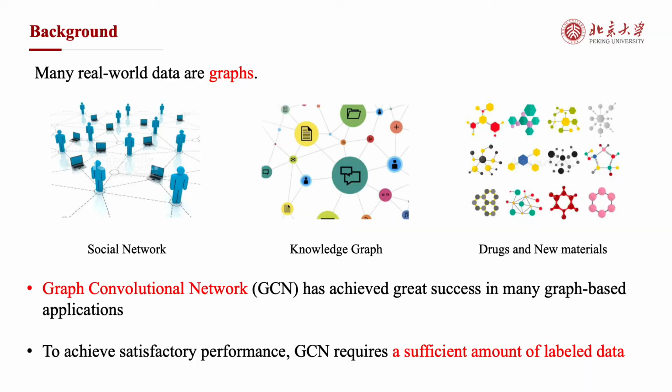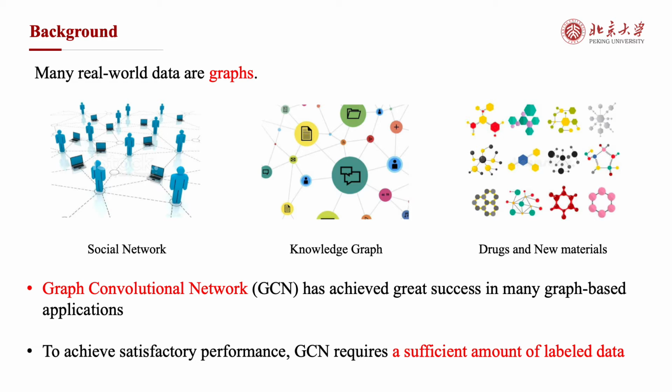Graphs, representing entities and their relationships, are ubiquitous in the real world, such as social networks, knowledge graphs, and molecular structures. Recently, many researchers focus on developing deep learning approaches for graph data, leading to rapid development in the field of graph neural networks. Among them, the most representative method, the graph convolutional network, has achieved great success in many graph-based applications, such as node classification and link prediction.